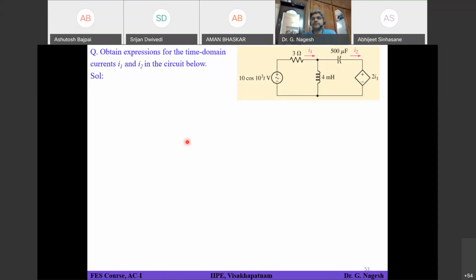Minus j2 you got? Yes, sir. Minus j2 seems to be correct. Since it is 10 power minus 6, you have 500 into 1000, so 0.5 you will get in the denominator. If you make it to the numerator, it will be minus j2 ohms capacitive reactance.